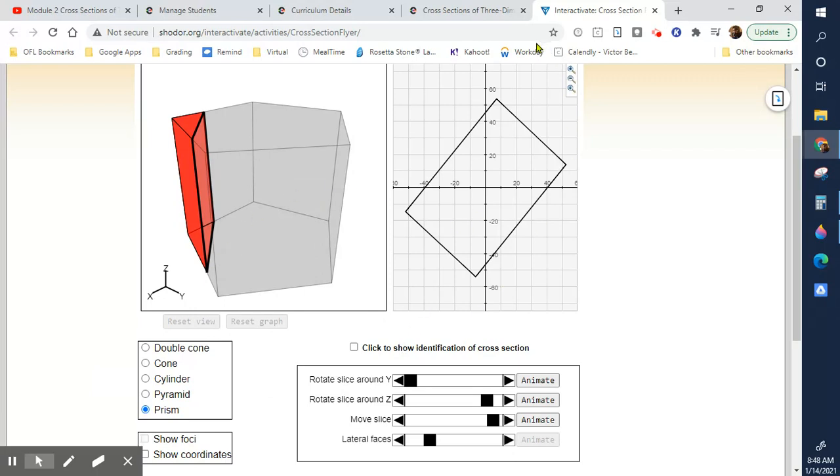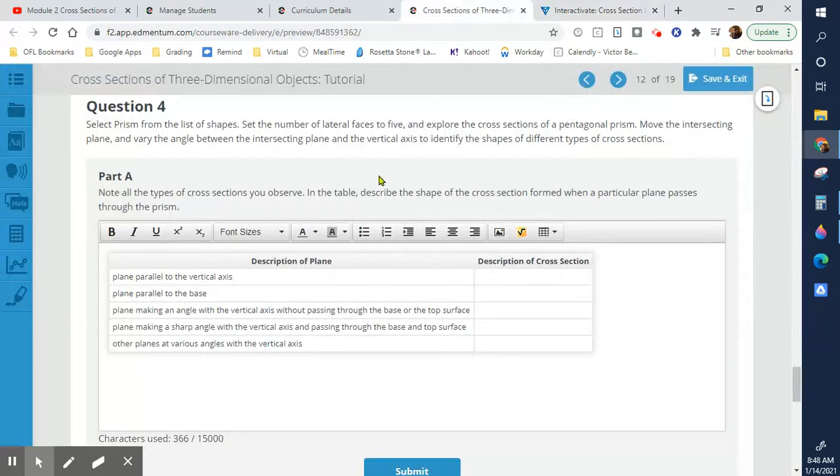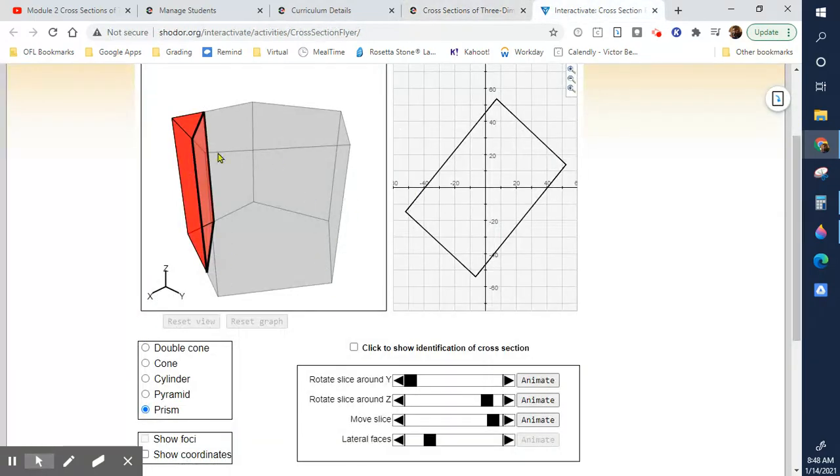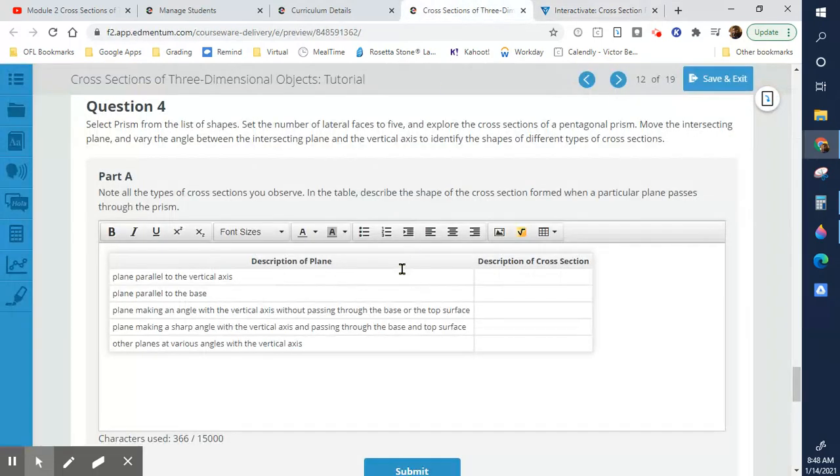I also didn't write down how many sections they wanted. Section to 5. Okay, so I want this set to 5. Right. Oh, it's actually set at 5. Perfect. That works out. So obviously it's not going to change this. Rectangle.